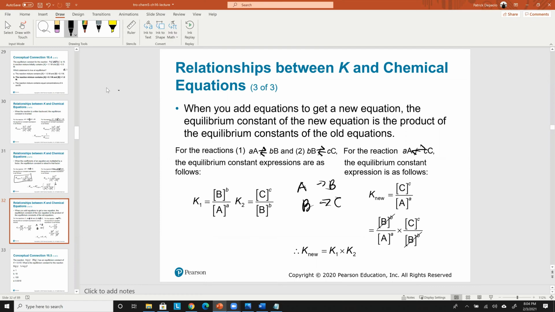All we do is multiply them together. So if we add equations, we multiply the equilibrium constants. And you can see how that works. It would just be C over A. If you cross out the intermediates and add the equations, you get A yields C, then the constant would be C over A. And if you multiply the individual constants together, that's exactly what you get.